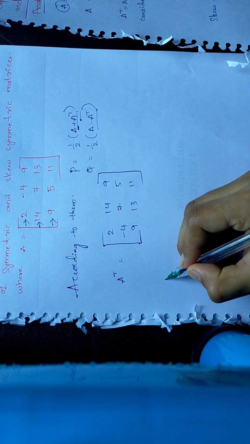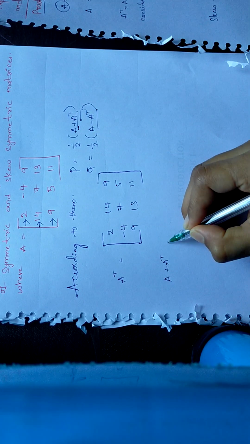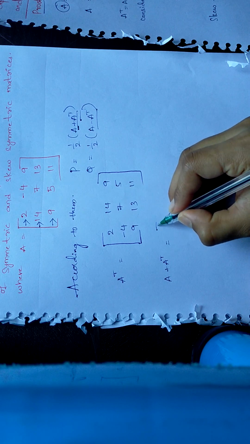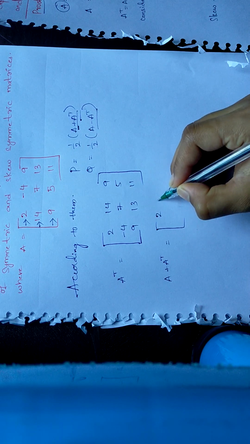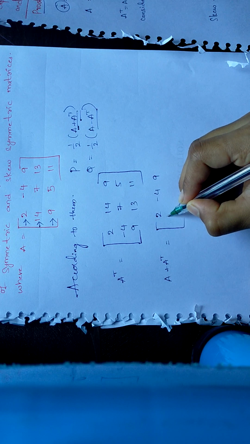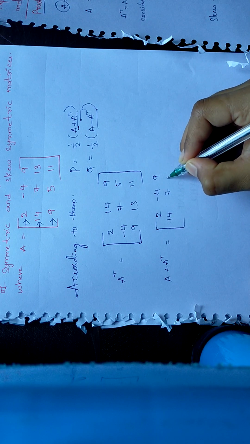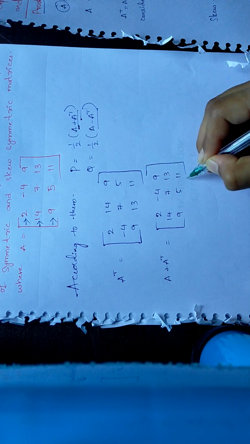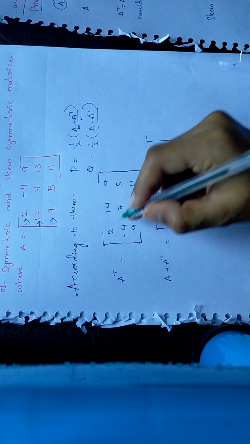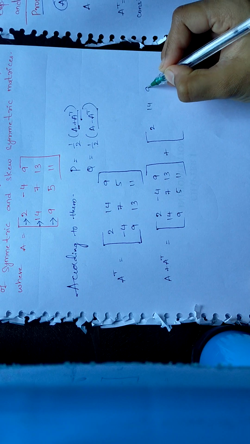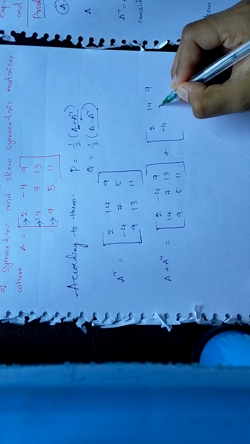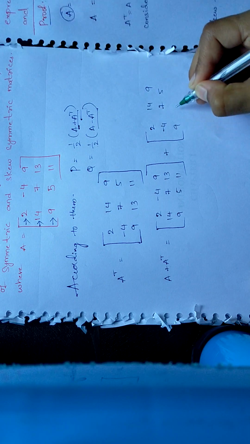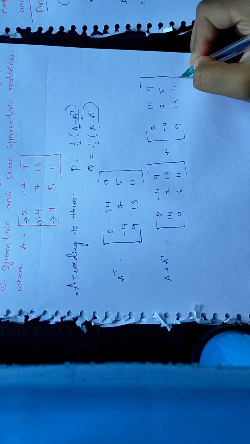Now I'm doing A plus A transpose first. What is A? They already gave it in the question: 2, minus 4, 9; 14, 7, 13; 9, 5, 11. Add it with A transpose. What is A transpose here? This one: 2, 14, 9; minus 4, 7, 5; 9, 13, 11.